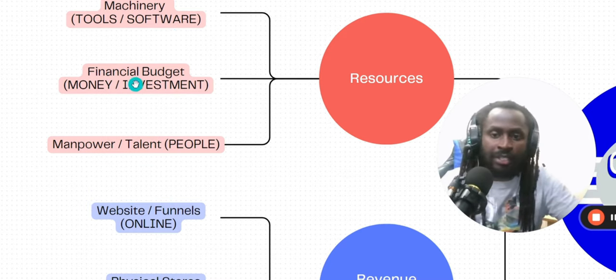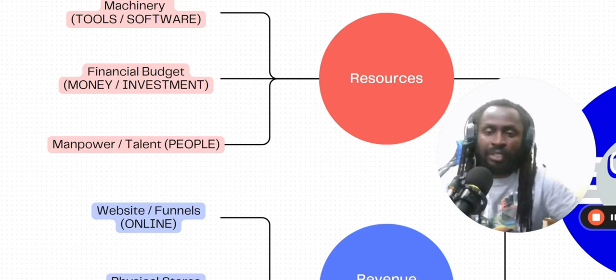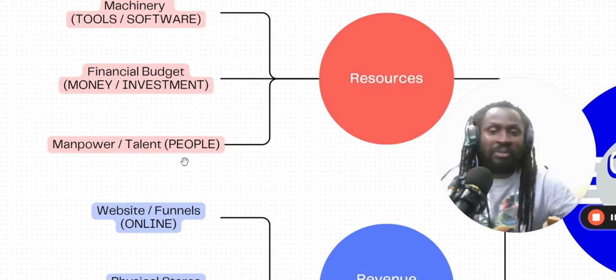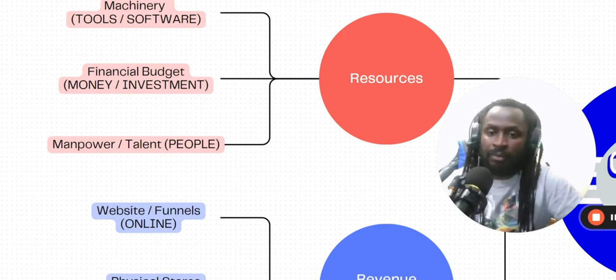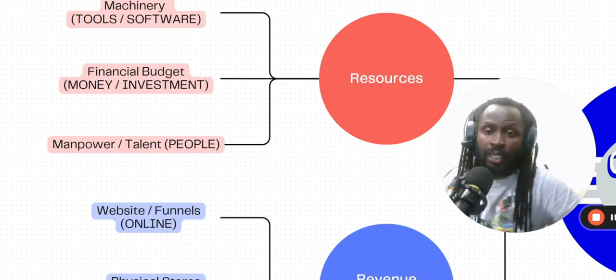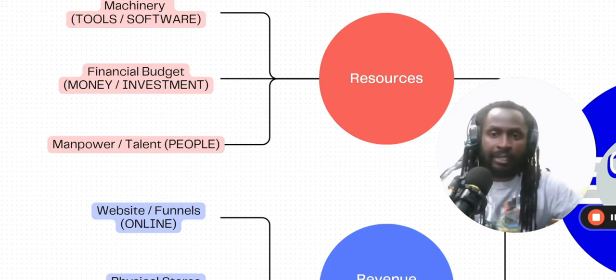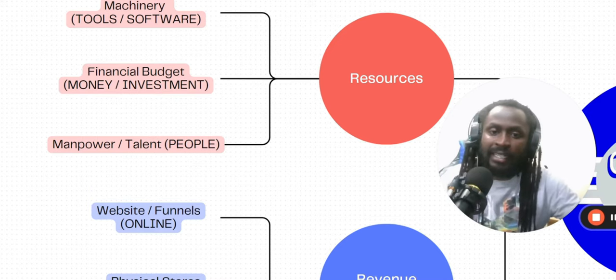And also the other thing is financial budget, which is money, investments, and also sales. We help you generate money, we help you generate wealth. And the manpower, which is talent of people, because there's no business with no people, as also in life, there's no life with no people. So we're also happy with manpower, bringing people into your business. We have people who are talented. We know how to discover talent, to train talent, and we turn them into A players, for them to really do the operations for your business in a good way.